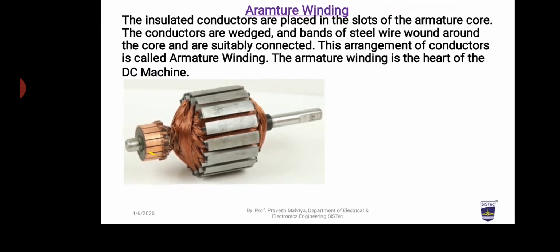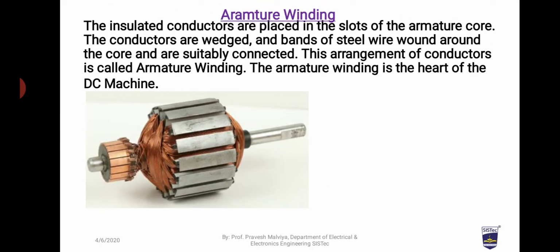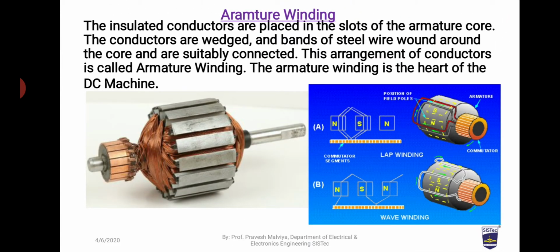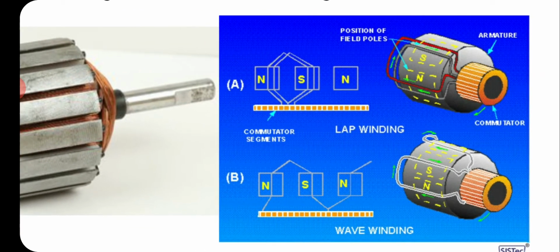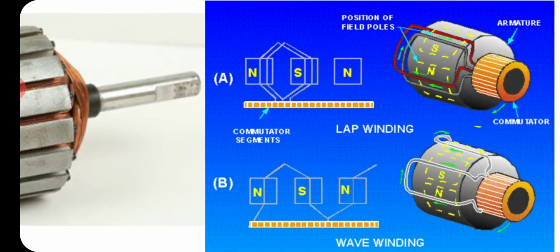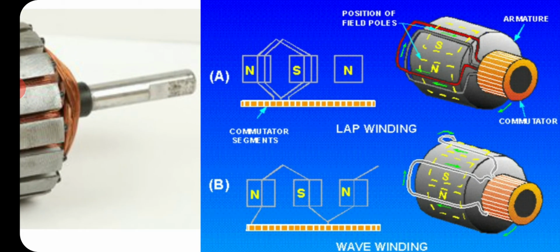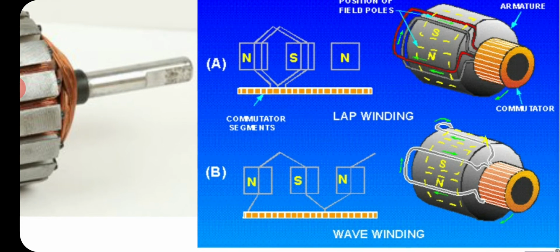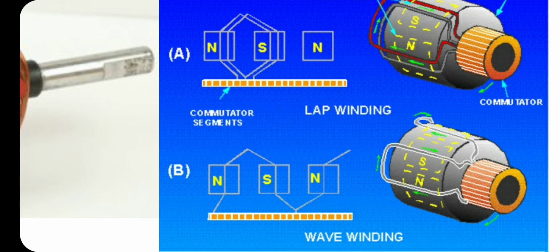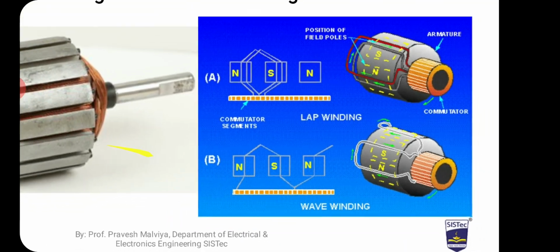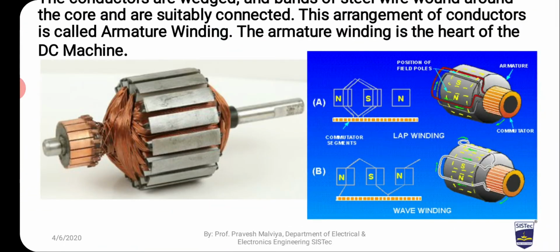Armature winding in a DC machine can be of two types. It can be either lap winding or wave winding. In lap winding, the number of parallel paths is equal to the number of poles, and in wave winding, the number of parallel paths is always equal to 2. So this is how the windings can be connected in lap or wave.